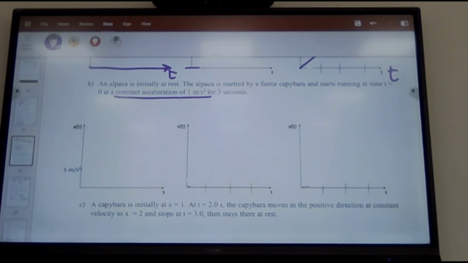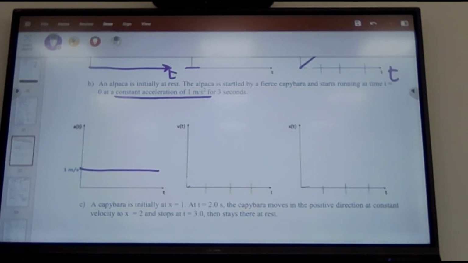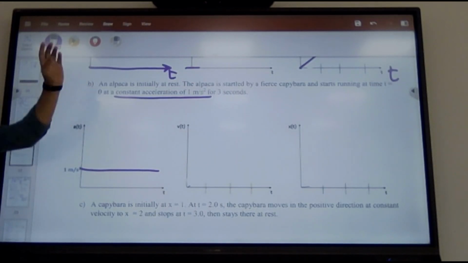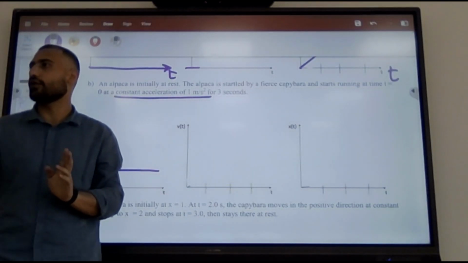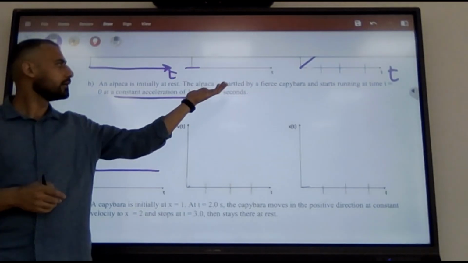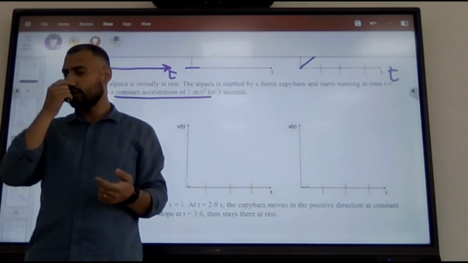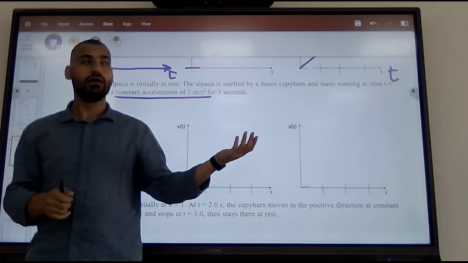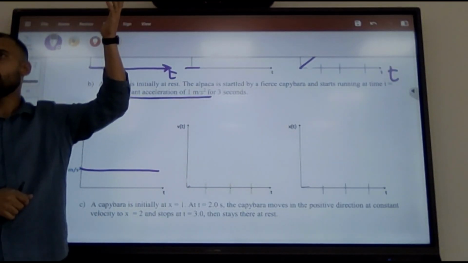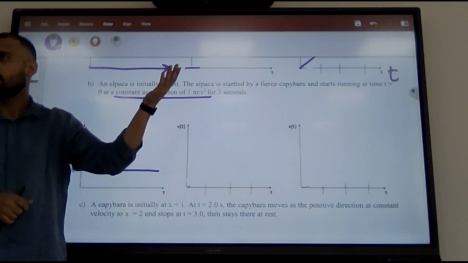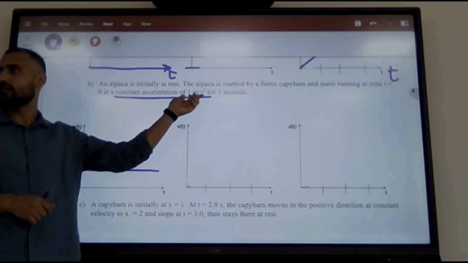So let us go to the acceleration time graph. The acceleration time graph will tell me like this, isn't it? Because see what is happening. An alpaca is initially aggressive, and all of a sudden, for example, there is a fierce animal, capybara. It tries to chase it. So while chasing, he will run away. So initially, initial velocity will be what? Zero. But finally, will be changing, right? Because he is accelerating at a constant rate, 1 meter per second square, isn't it?